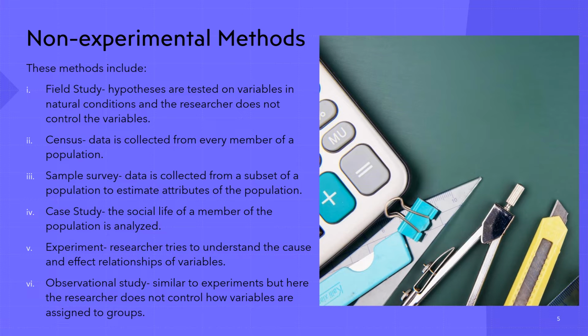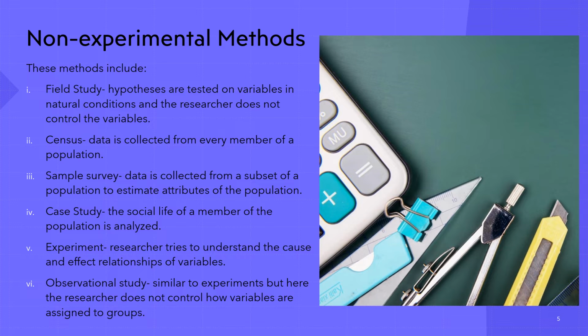We have 3, sample survey. This is whereby data is collected from a subset of a population to estimate the attributes of a population. And then 4, we have case study. In this method, the social life of a member of the population is analyzed, and this information is normally obtained through diaries, autobiographies, or even personal interviews.